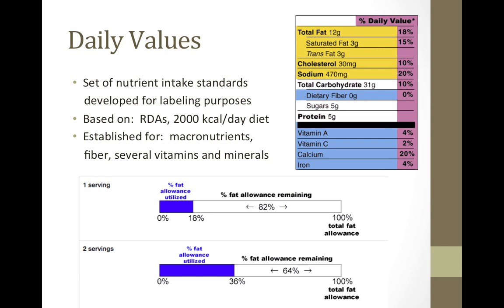So take a look at the graphic on this slide. For this serving of food, which the serving size is not shown here, it provides 18% of your daily allowance of fat. And if you look at the bottom, you can see that if you eat one serving, you have 82% of your fat allowance remaining. But if you eat 2 or 3 servings, which is surprisingly easy to do depending on the food, you may have consumed much more of the allowance in just one meal.